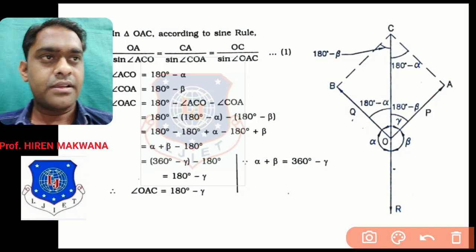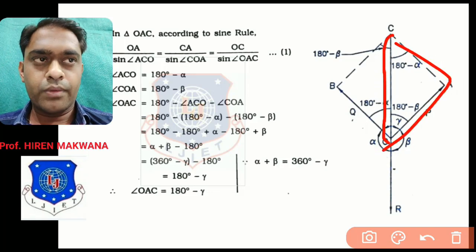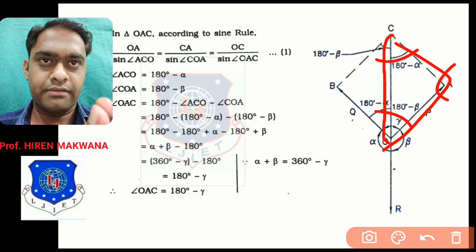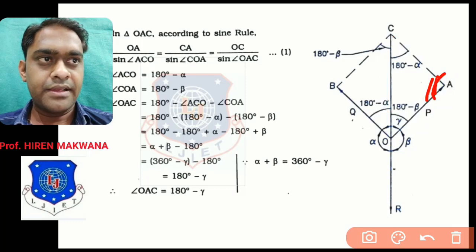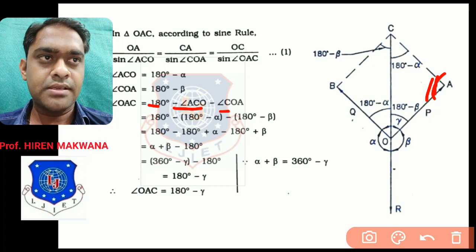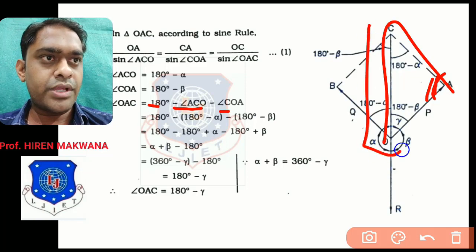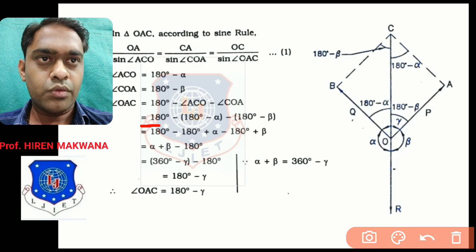Now for that, keep the same triangle. Now you know addition of 1, 2, 3 angles is 180 always. Okay, so what is this angle? It is the 180 minus other two angles. So 180 minus other two means what? ACO and COA. Okay, which is given to you. So 180 minus what is ACO?